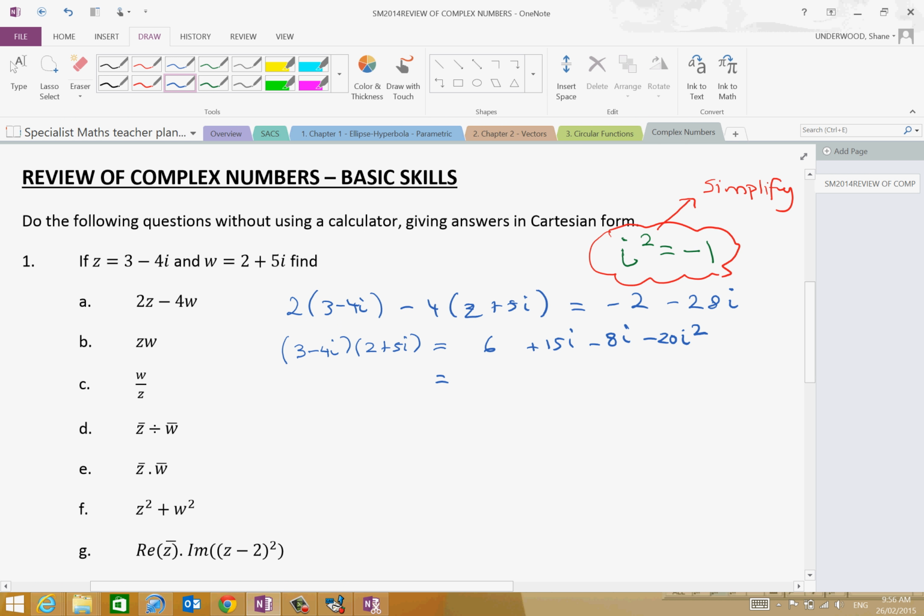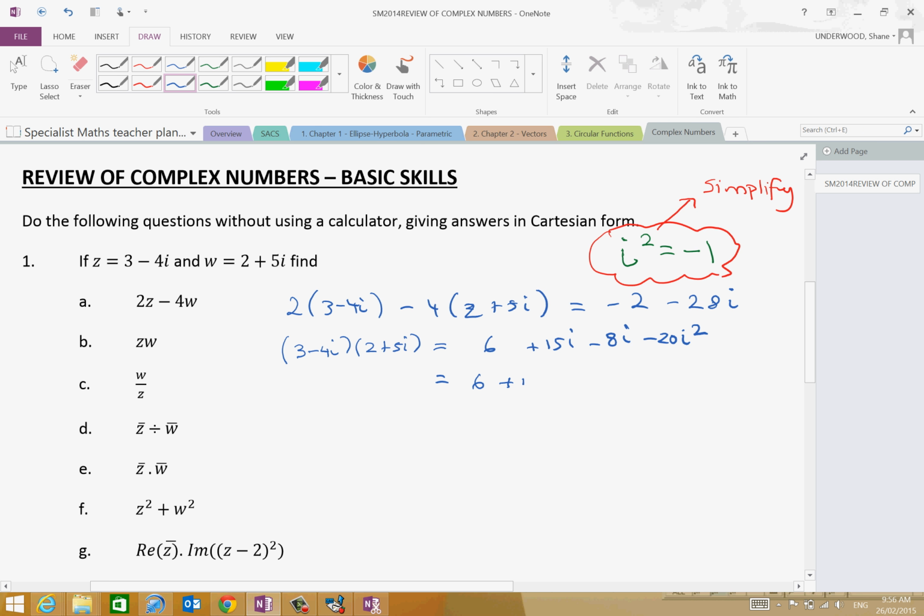Okay, so what I've got is 6 plus 15i minus 8i minus 20i squared, which of course, collating those, 6 and negative 20i squared is actually, so 6 negative 28. Oh, sorry. No, oops. That's what happens when I do it on this thing. I don't make mistakes when I do it on paper, though. I don't know what's going on with me.